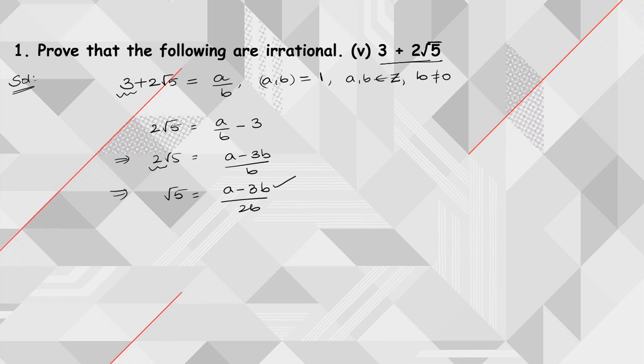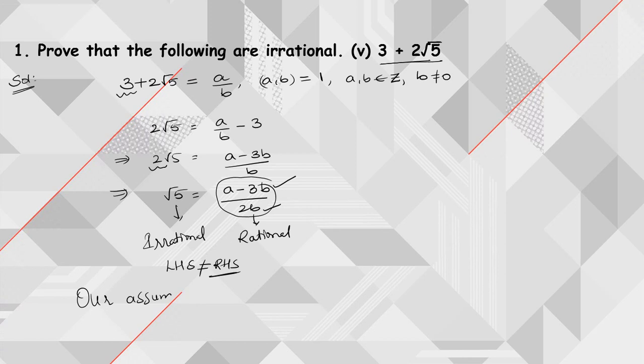Now in the numerator you can see that a is an integer, b is also an integer. So integer minus integer gives me an integer. The denominator also contains integers, right? So integer by integer is nothing but a rational number. And already we know root 5 is an irrational number. So can you say rational is equal to irrational? So clearly LHS is not equal to RHS. So from this we can say our assumption that 3 plus 2 root 5 is rational is wrong.